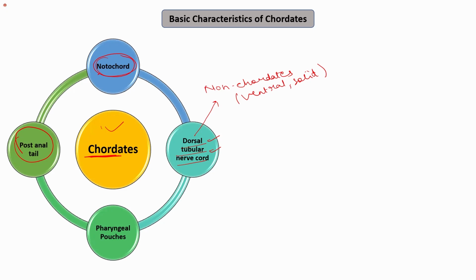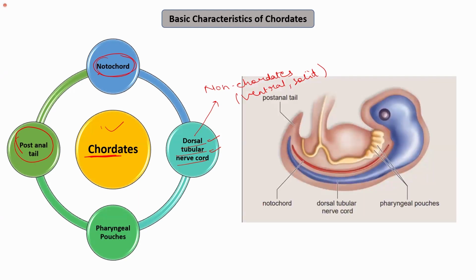If any animal does not have a notochord at any time in its complete life cycle, it cannot be considered a chordate. Or, for example, if it has a notochord, a dorsal tubular nerve cord, and pharyngeal pouches, but it has no post-anal tail, then also it will not be considered a chordate. So these are the basic characteristics that should be present in any organism to be called a chordate. This is just a figure to show that chordates have a post-anal tail that may be modified later on in certain animals.